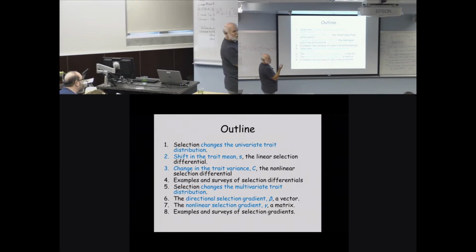It's going to be a vector. We've already seen it as a vector. The vector with elements equal to the number of traits.